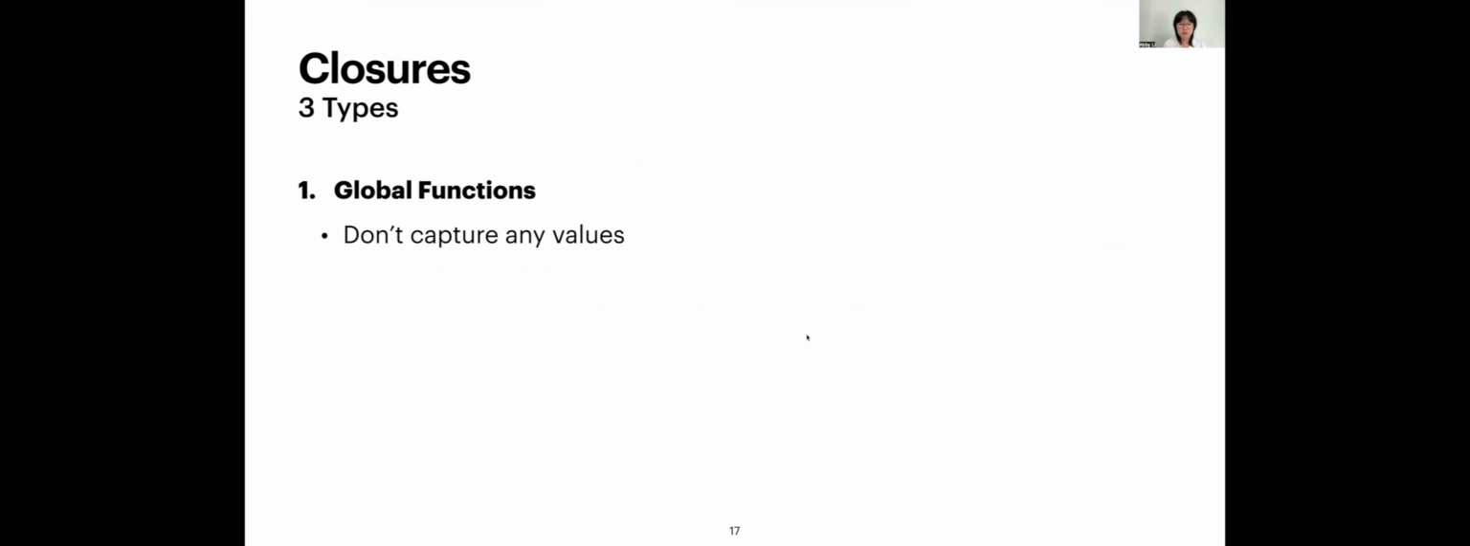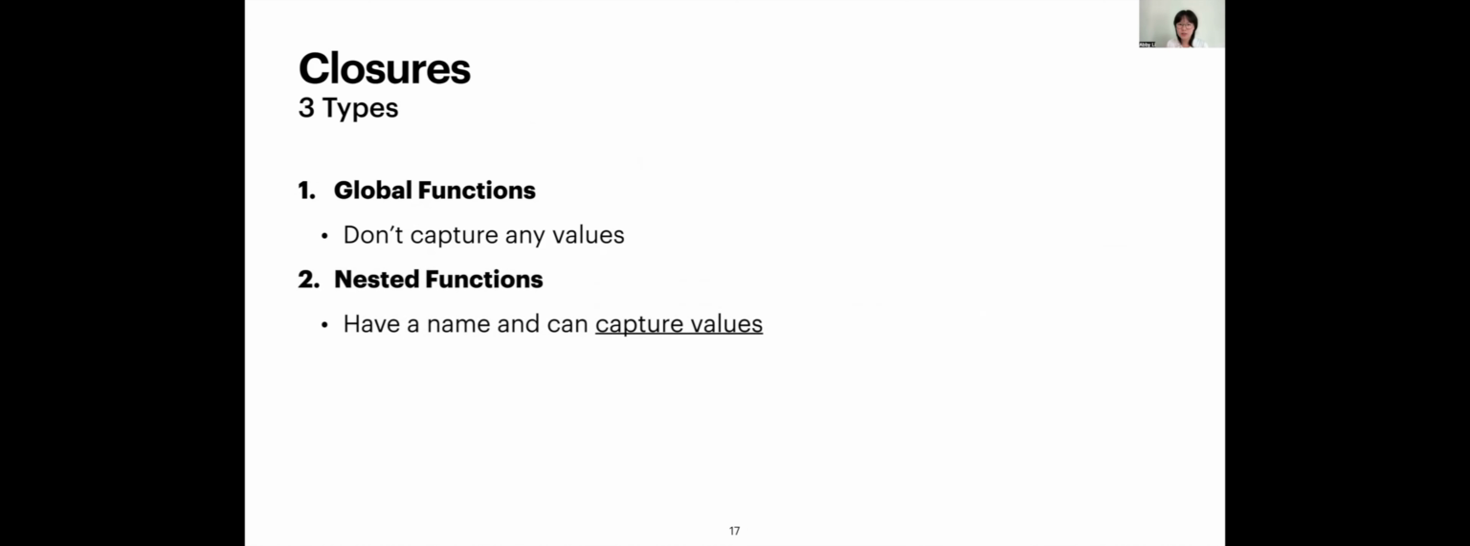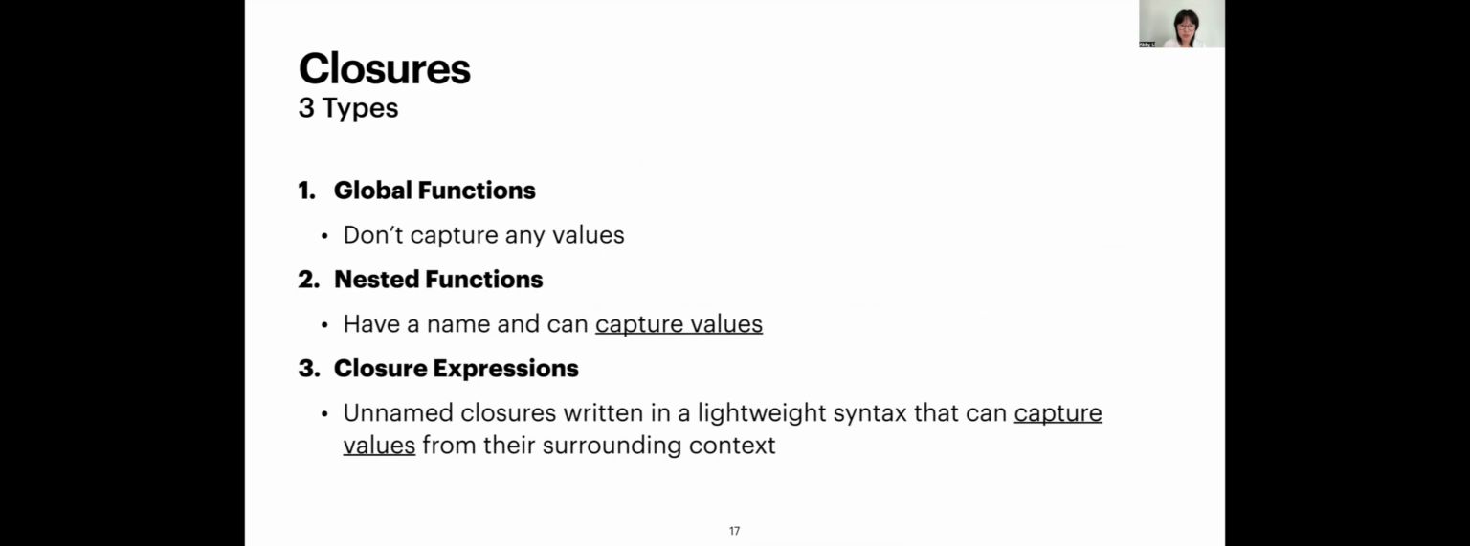There are three types of closures in Swift. First, global functions. These are the regular functions you've been writing. They don't capture any outside values. Second, nested functions, which are functions defined inside other functions. They have a name and can capture values from their enclosing function. Third, closure expressions. These are unnamed, lightweight closures. Think of them as anonymous functions. This is the one you will see most often in SwiftUI, and it's basically equivalent to a lambda in Python.